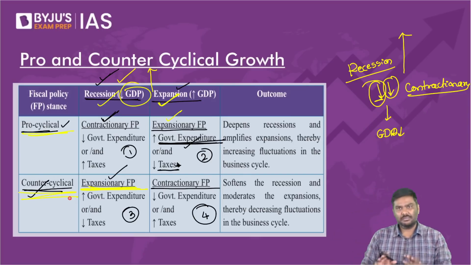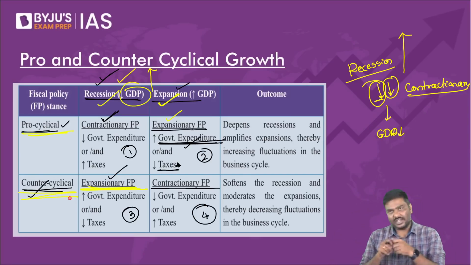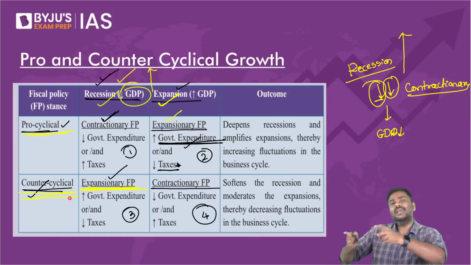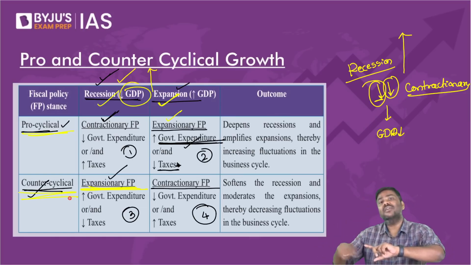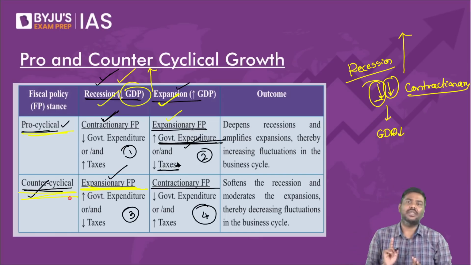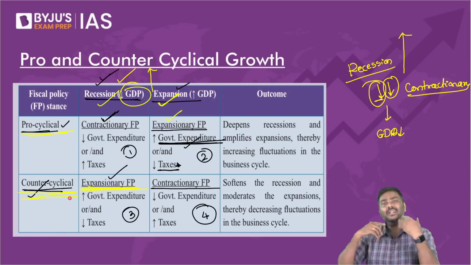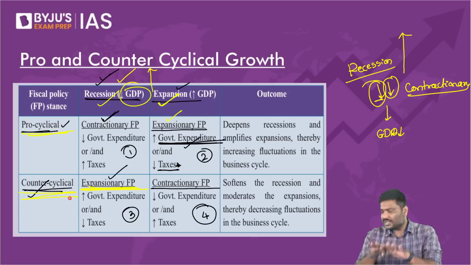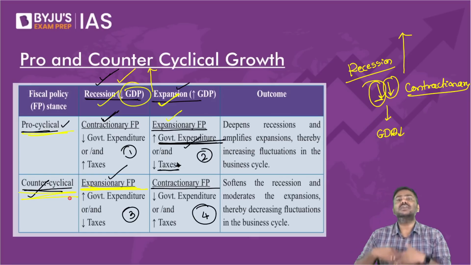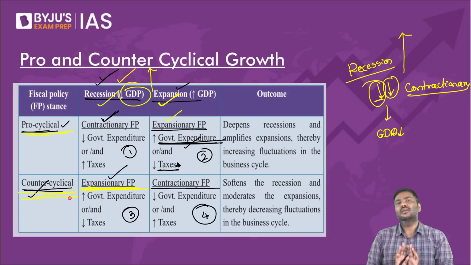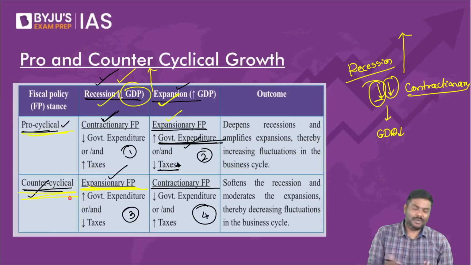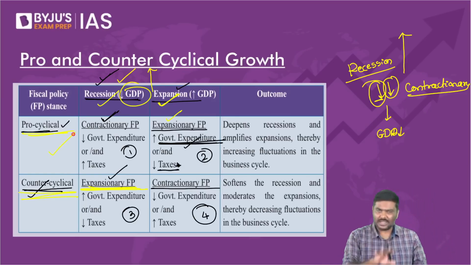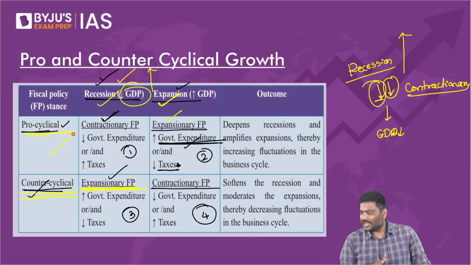So the argument is simple. Are the policies of the government increasing the intensity, or are they reducing the intensity or severity of events in the economy? If the policies are adding to the intensity, it is called pro-cyclical. If they are reducing the intensity, it is called counter-cyclical. The basic idea is this. Please remember this table, UPSC can ask you these kinds of questions. In fact, they've asked you this. I'll show it now.